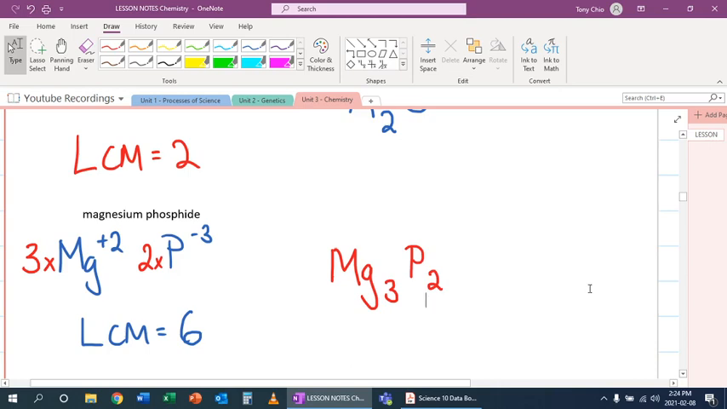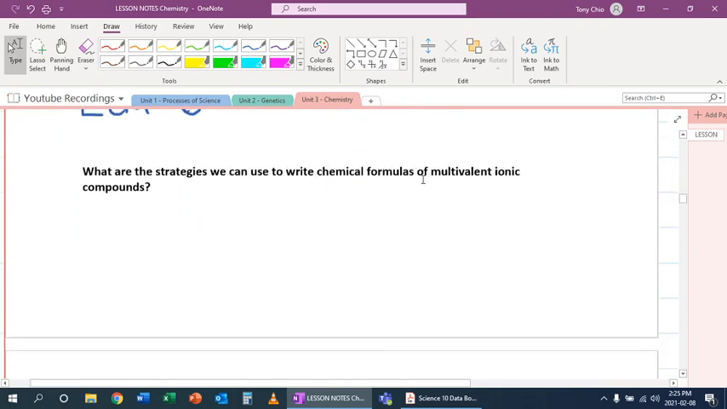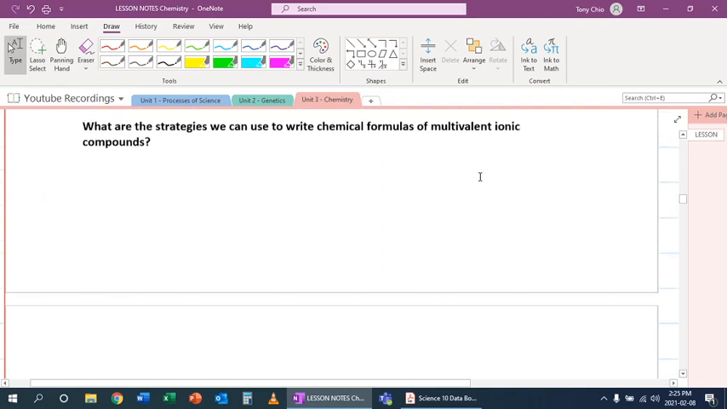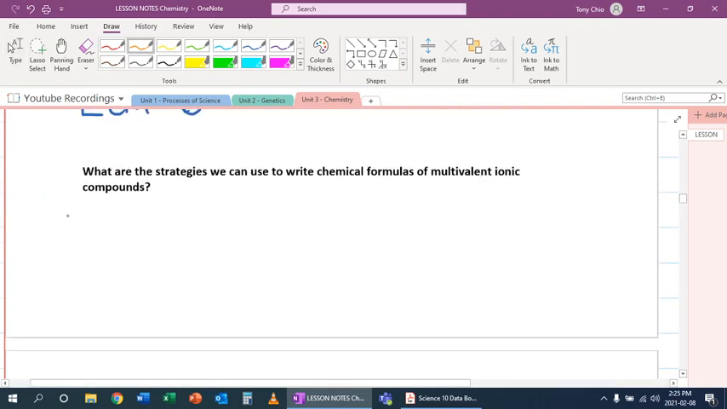So let's switch gears now. What about if we write it for our multivalents? Well, in this case, the rule here is the same as for non-multivalents.